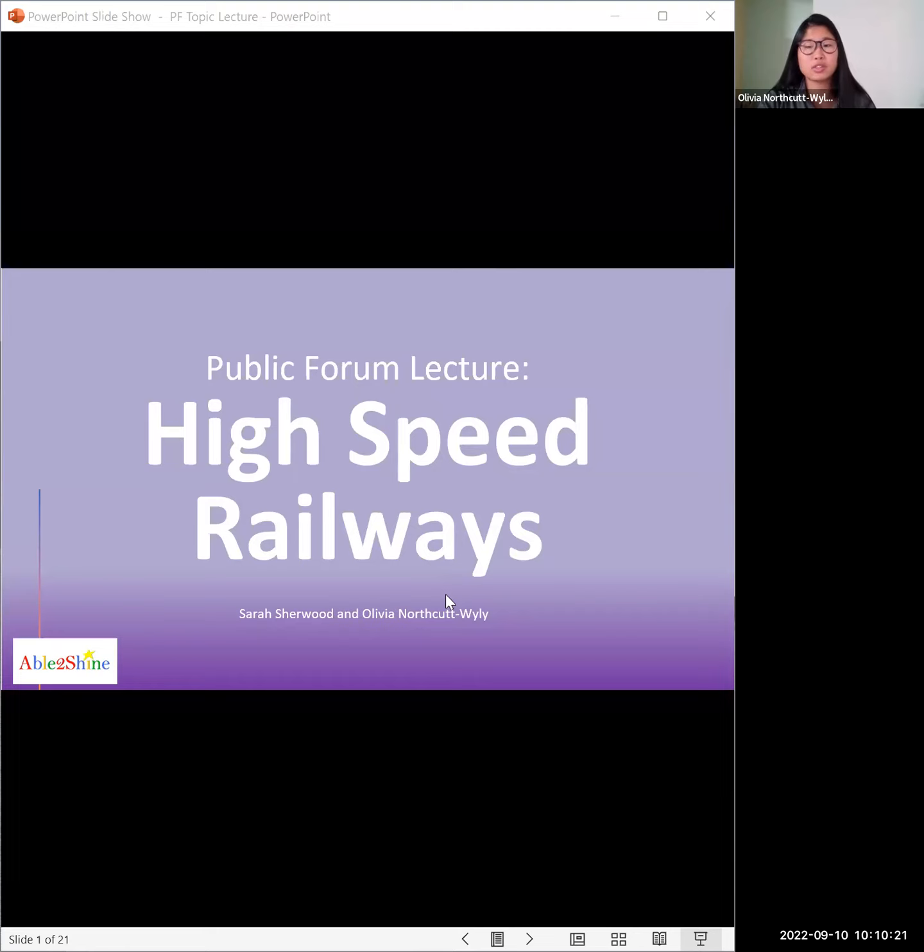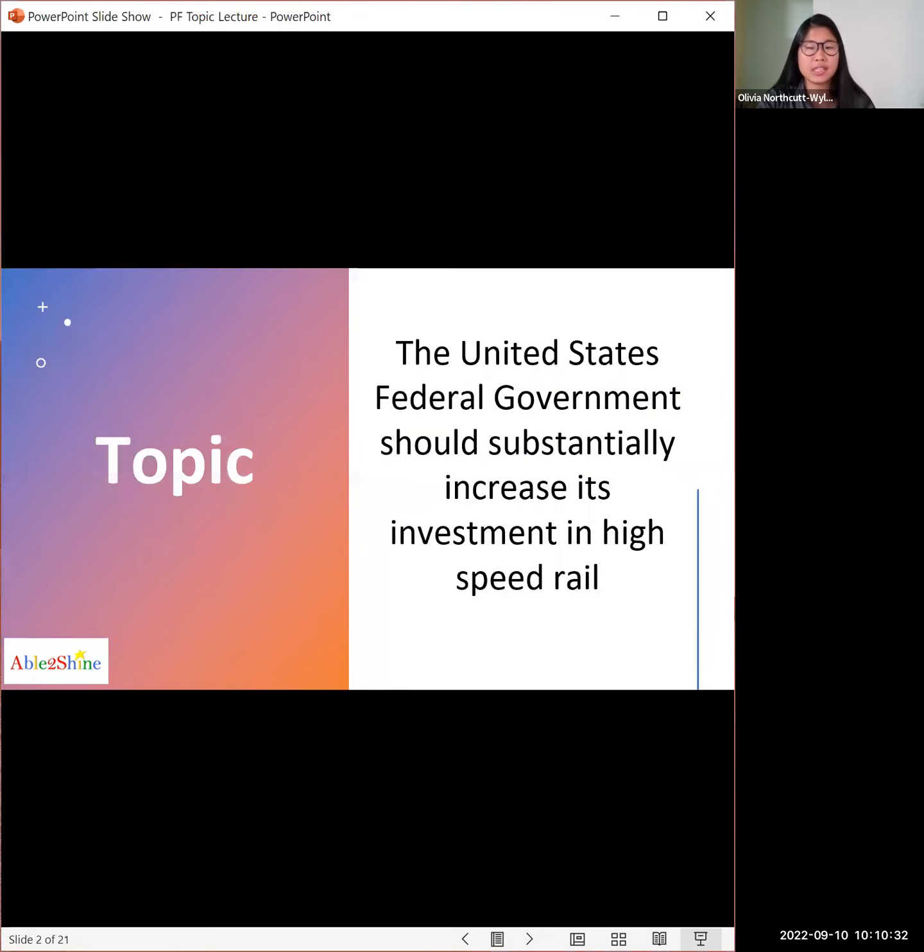So first, we're going to go through some definitions of topics, then go over what high-speed rails look like in specific countries, and finally introduce common pro and con contentions. The topic reads that the United States federal government should substantially increase its investment in high-speed rails. The agent of the topic, so the person doing the action, is the United States federal government, which limits the topic to only United States federal government investments, but that doesn't necessarily make it a domestic topic, which Sarah will be talking more about, because advantages can be created about US investments and its implications for the world, and also have modeling arguments.